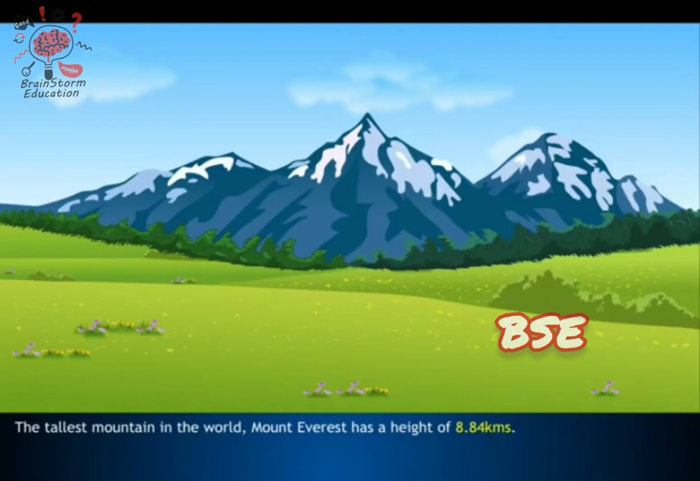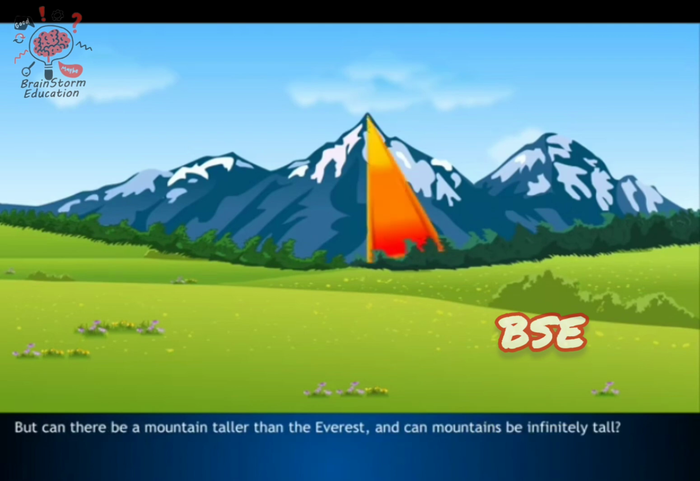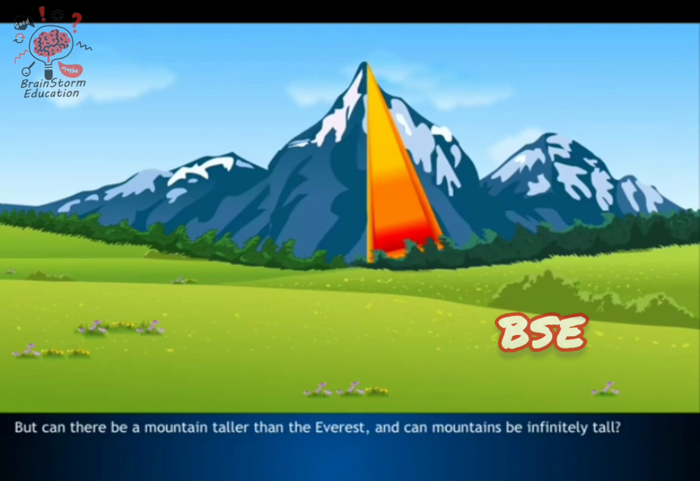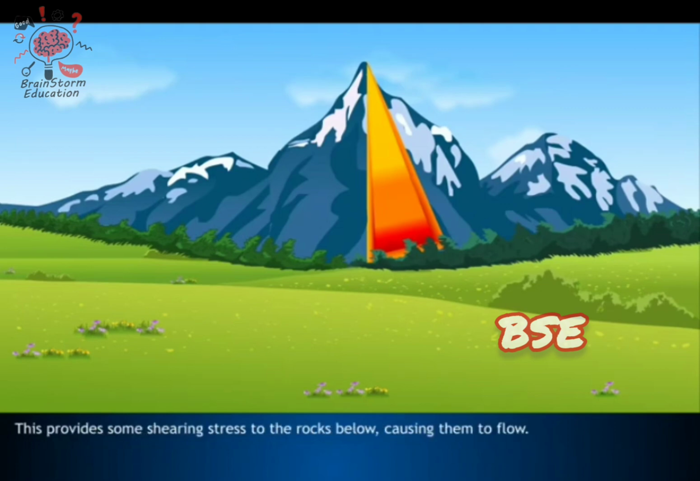The tallest mountain in the world, Mount Everest, has a height of 8.84 kilometers. But can there be a mountain taller than the Everest? And can mountains be infinitely tall? Let us find out. The base of a mountain is not under uniform compression. This provides some shearing stress to the rocks below, causing them to flow.